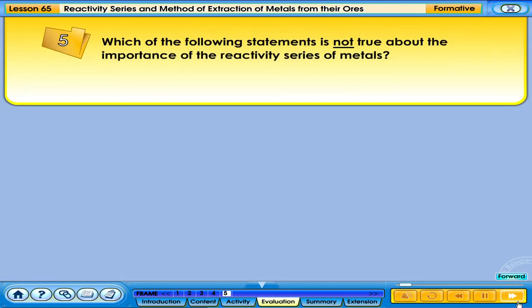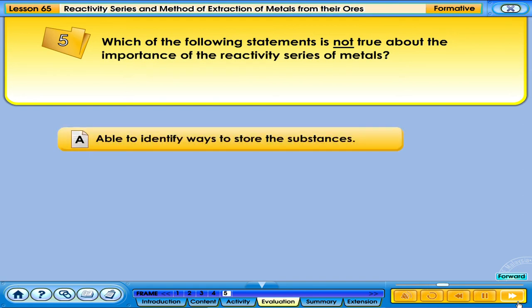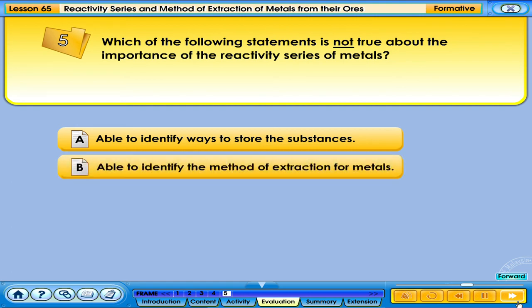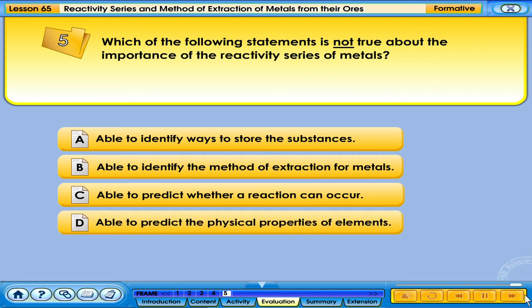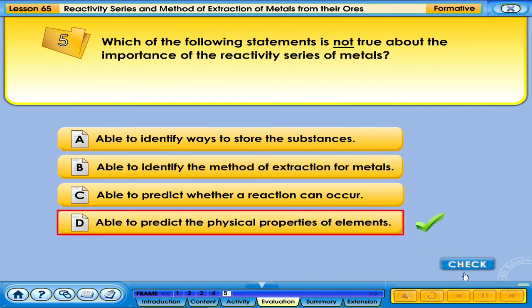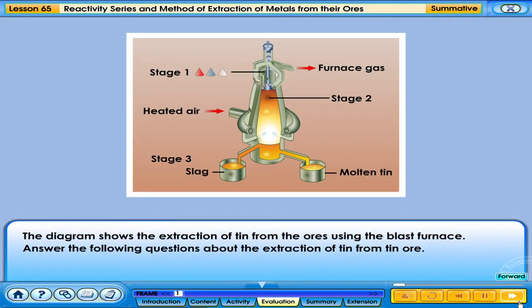Which of the following statements is not true about the importance of the reactivity series of metals? A. Able to identify ways to store the substances. B. Able to identify the method of extraction for metals. C. Able to predict whether a reaction can occur. D. Able to predict the physical properties of elements. Your answer is correct. The diagram shows the extraction of tin from ores using the blast furnace.